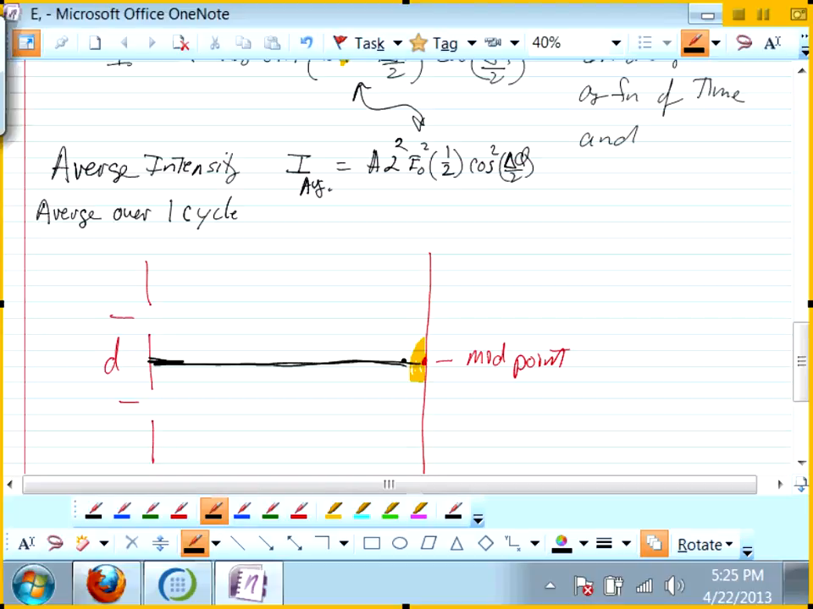For that spot in particular, what's the phase difference between the two beams? 0. Do you have a reason, or you just happen to like 0? You like 0. I don't blame you. The distance is the same, so the phase difference is the same.